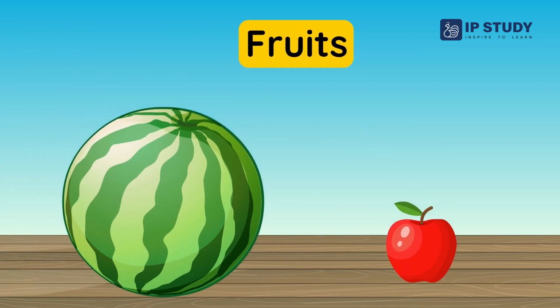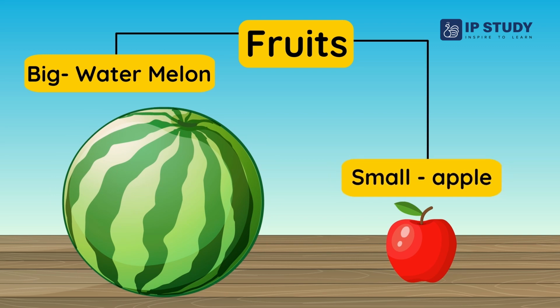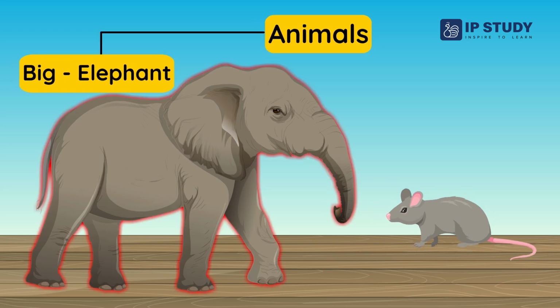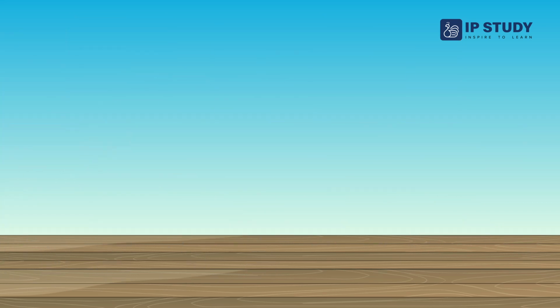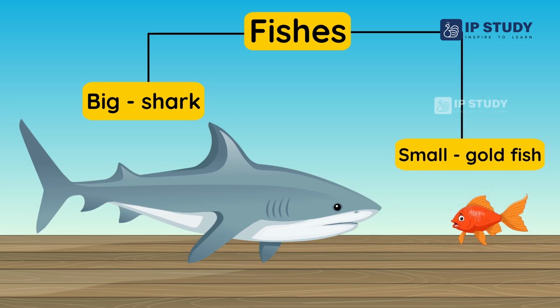Look at these fruits. This is a big watermelon fruit while this is a small apple fruit. Look at these animals. This is a big elephant and this is a small rat. Look at these fishes. This is a big shark fish and this is a small goldfish.